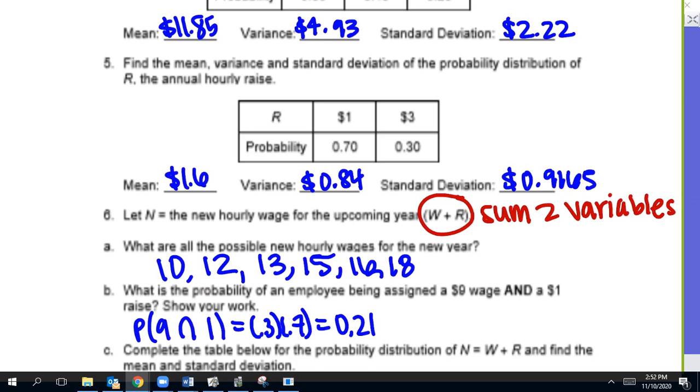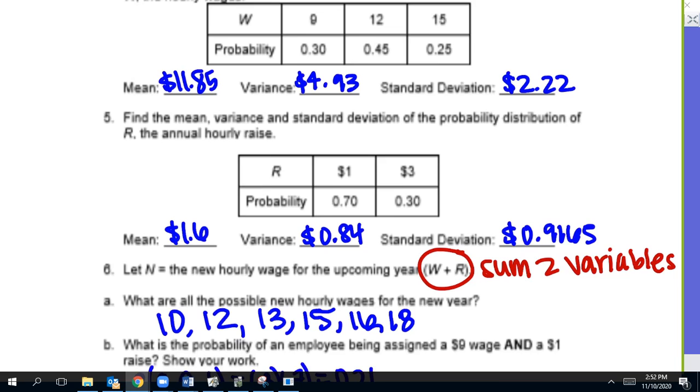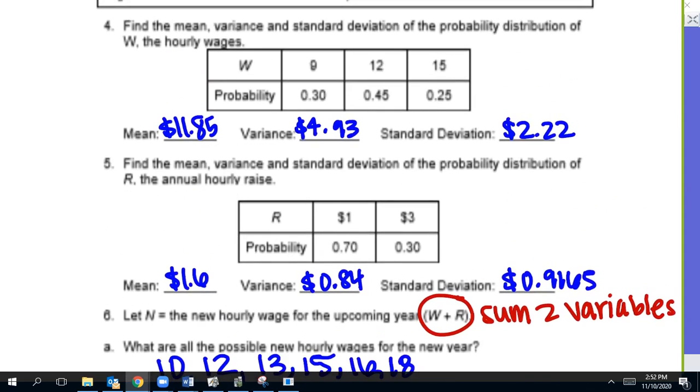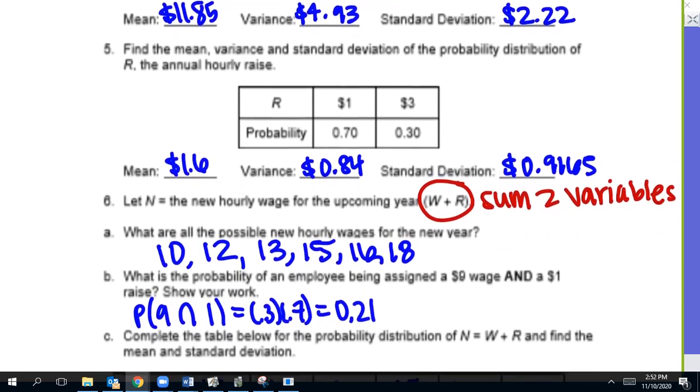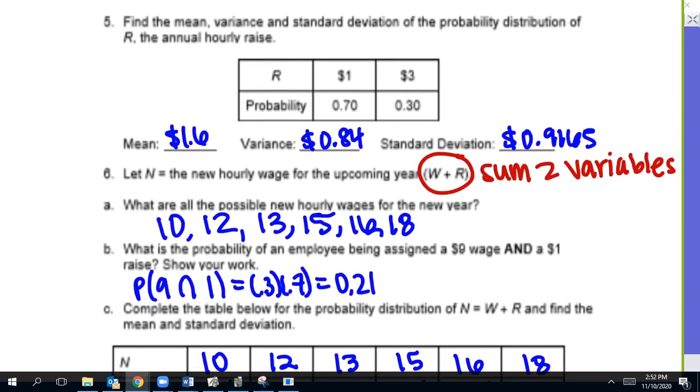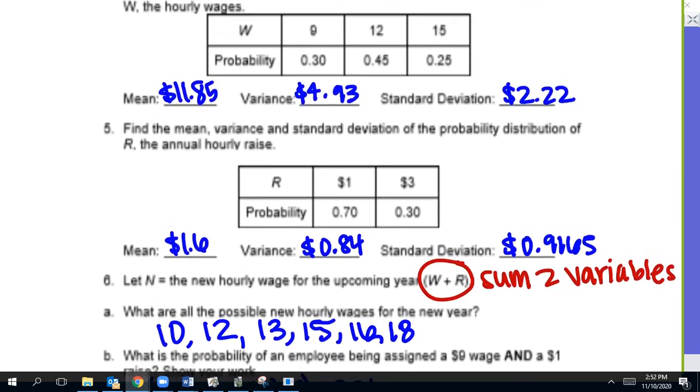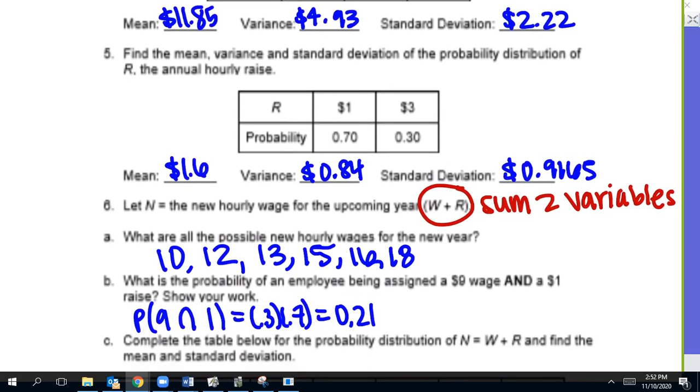So they have all different outcomes, and we're going to sum those together. And so hopefully you saw how these values got there. You could have a wage of $9 plus a raise of 1 or a raise of 3. So that was 9 plus 1, 9 plus 3, 10 plus 1, 10 plus 3, 11, 12 plus 1, 12 plus 3, 15 plus 1, 15 plus 3.